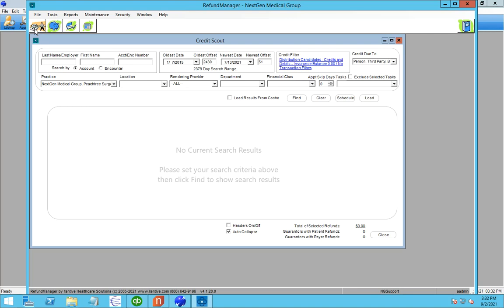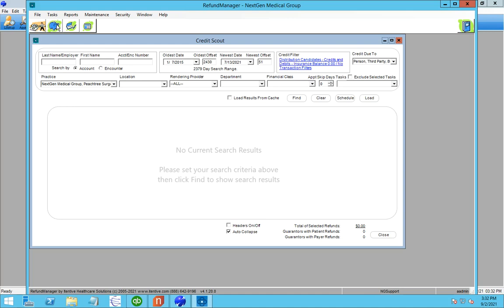So after we finish the Credit Scout, we're going to go ahead and jump into the Batch Detective. The Batch Detective is a tool used to find one or more NextGen batches that contain refund transactions. It'll then export them out to the configured accounting system. This automates that process so that the accounting side folks don't have to do the data entry.